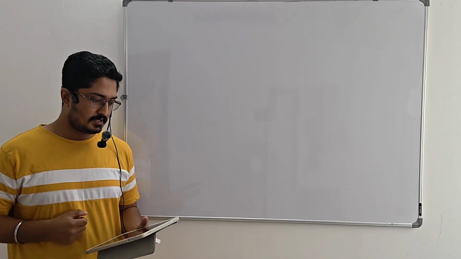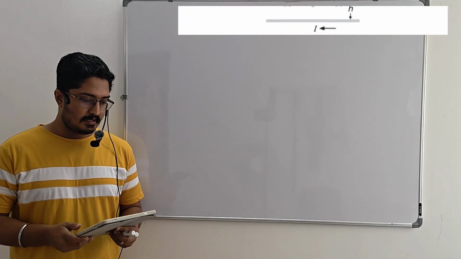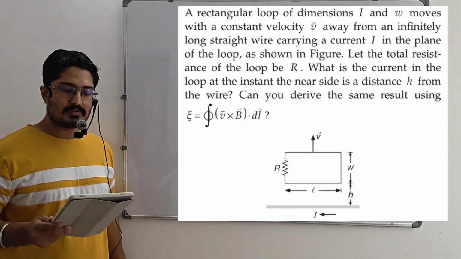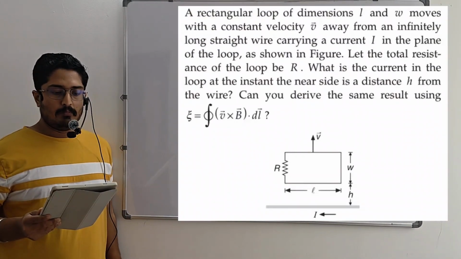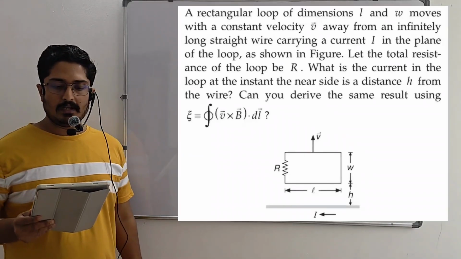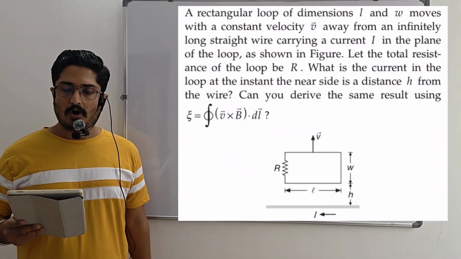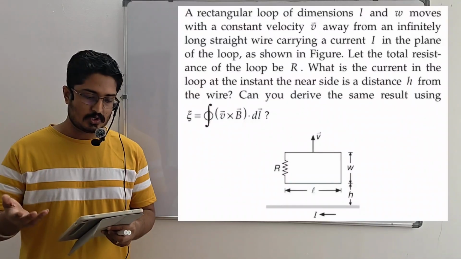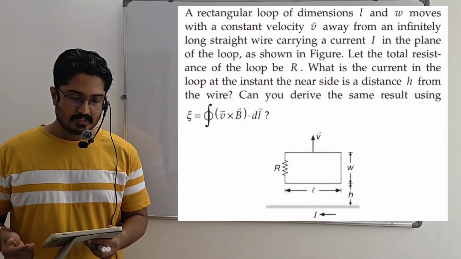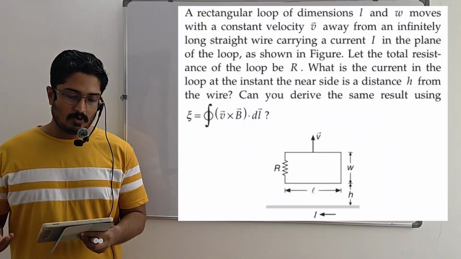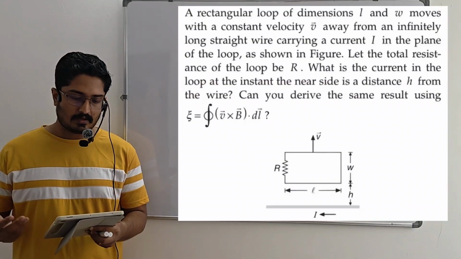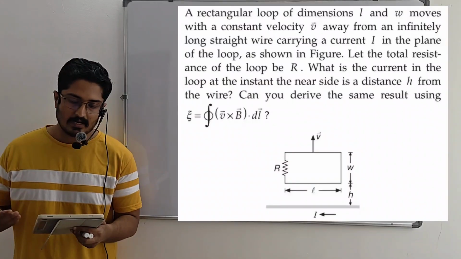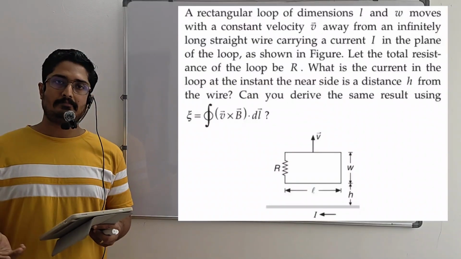Okay, so let's try to understand the question. It says that a regular loop of dimension L and W moves with a constant velocity V away from an infinitely long straight wire carrying a current I in the plane of the loop as shown in the figure. So you can see it on the figure. Let the total resistance of the loop be capital R. What is the current in the loop at the instant the near side is a distance h from the wire?